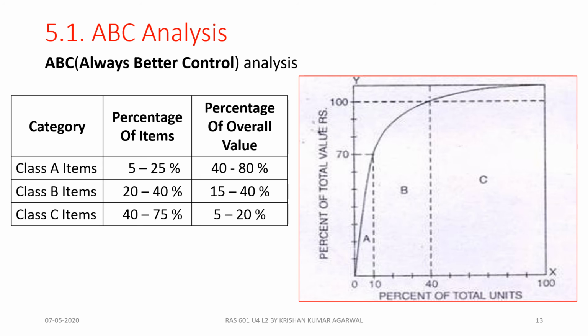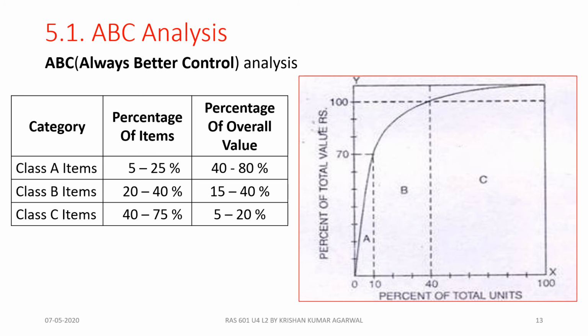ABC analysis provides the relation between the percentage of total values in terms of money and the percentage of total units. Here you can see in the graph the ABC analysis, that is, always better control analysis, which is used to find out the items and their values, giving an estimation of how much money should be invested in which type of procurement. Goods are categorized into three categories: class A items, class B items, and class C items, as per the severity in which they are required.